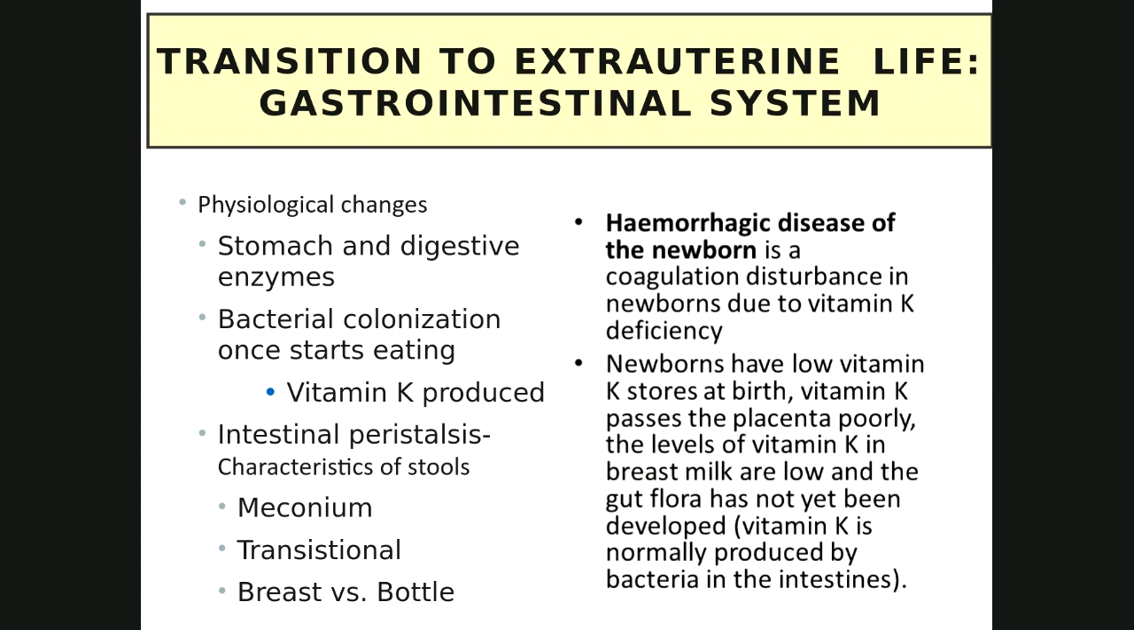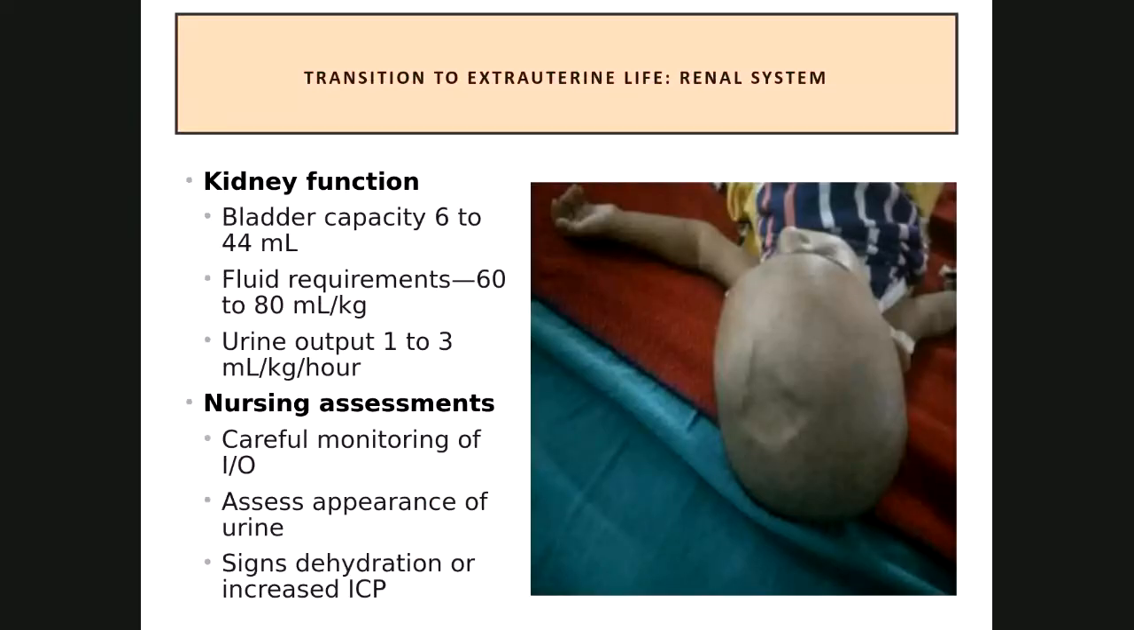All right, so we're gonna move on to transition to extrauterine renal system. The kidney function is also a little immature in the baby, but their bladder capacity is only 6 to 44 milliliters. Their fluid requirements in life are 60 to 80 milliliters, so they're going to pee it out quite frequently. Urine output 1 to 3 milliliters per hour.